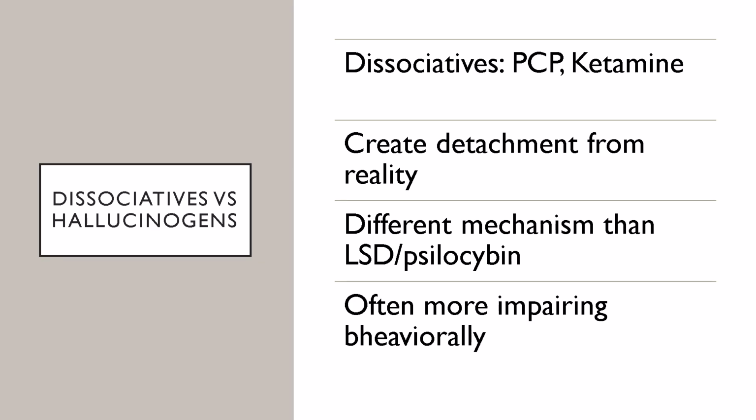They're often producing different types of experiences. Dissociatives tend to create a sense of detachment from reality. Clients may feel disconnected from their body and from their surroundings. They don't really feel fully present or fully real. From a behavioral standpoint, dissociatives can be more impairing and unpredictable. They're associated with confusion, disorientation, impaired motor control, and in some cases, aggressive or erratic behavior. That's especially true with substances like PCP. Understanding this distinction is going to help you assess risk more accurately. Not all hallucinogens are going to carry the same type of risk, and recognizing the difference is going to help guide your response.